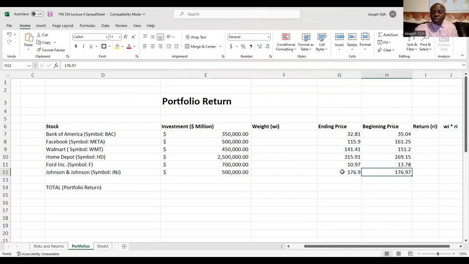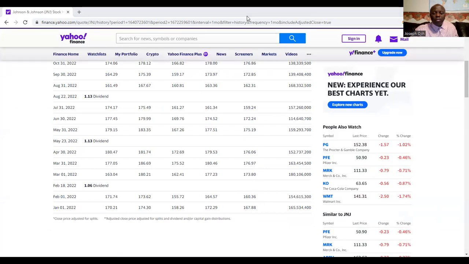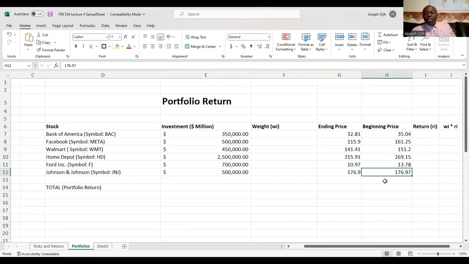Okay, and the beginning price, which is the price in March, is 176.97. Yes, 176.97. Oh, it's right there already.